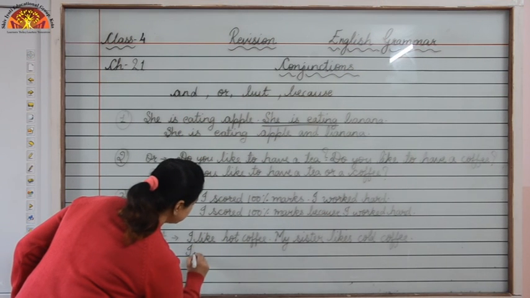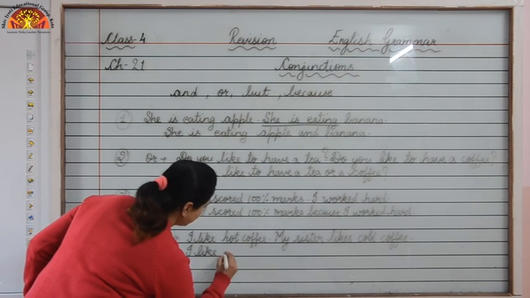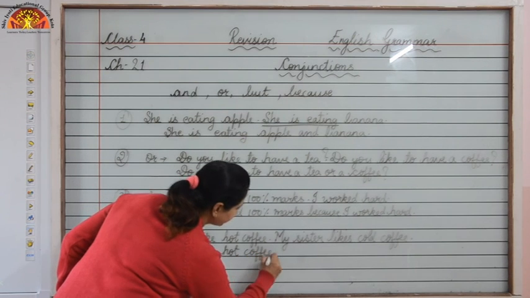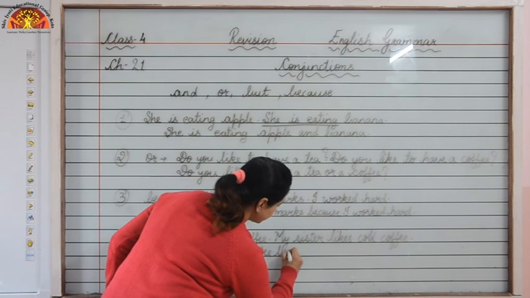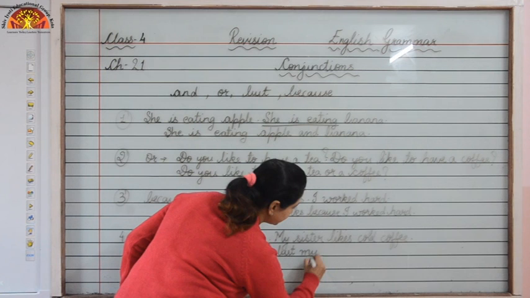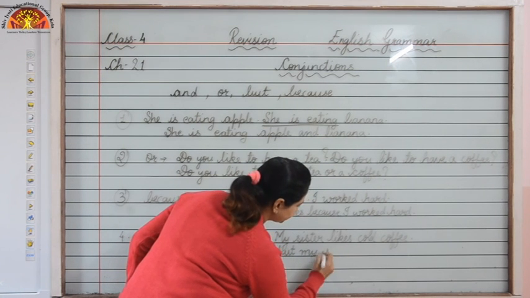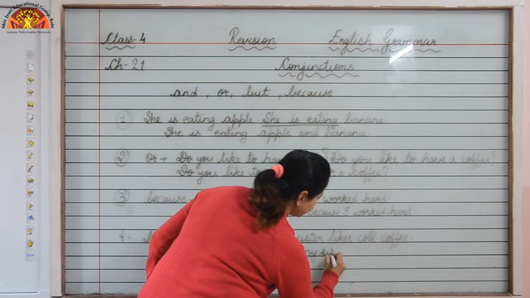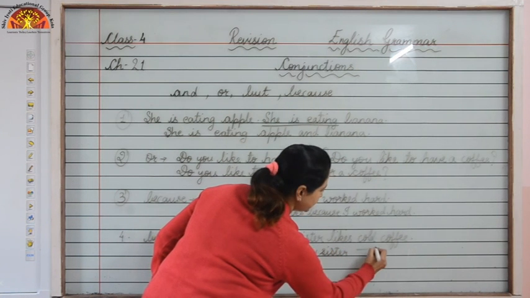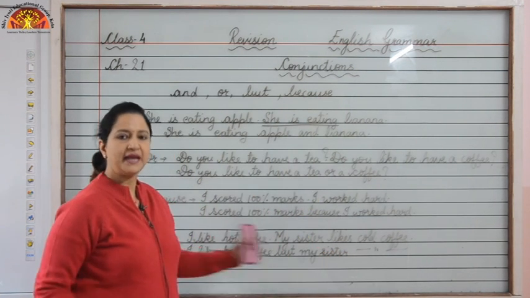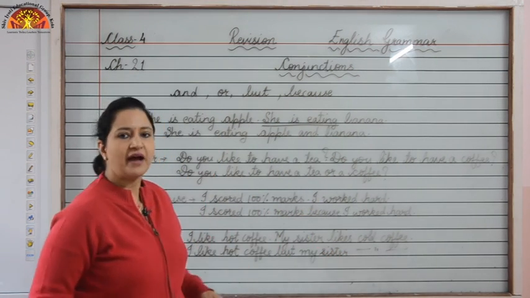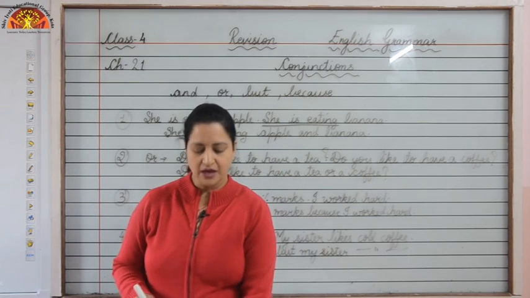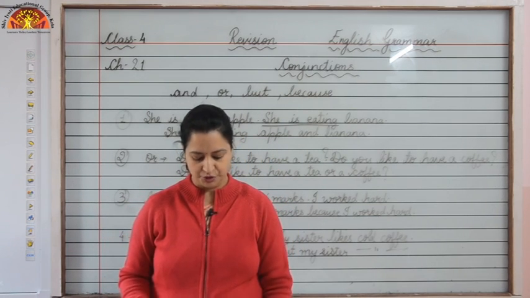So this sentence would be like, I like hot coffee but my sister likes cold coffee. Okay, so these all are conjunctions. I think now conjunctions are also very clear to you all.